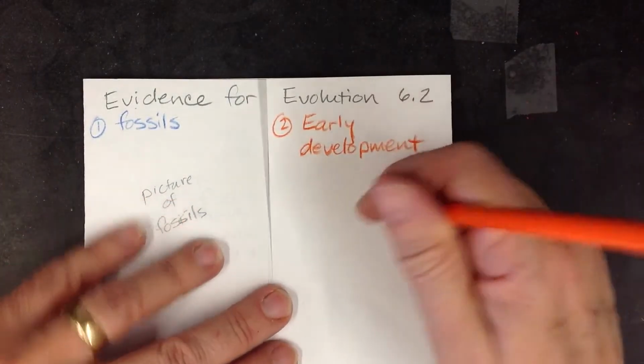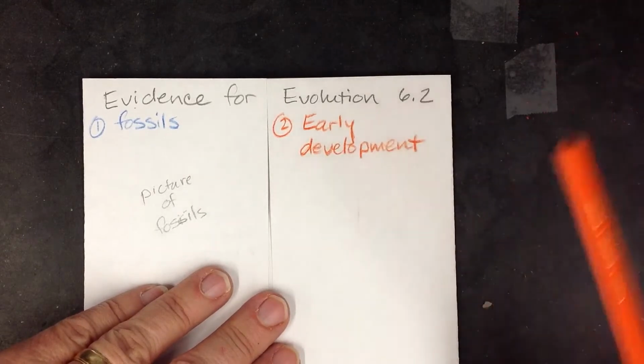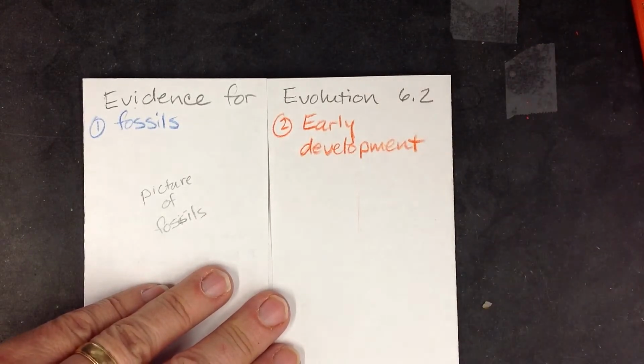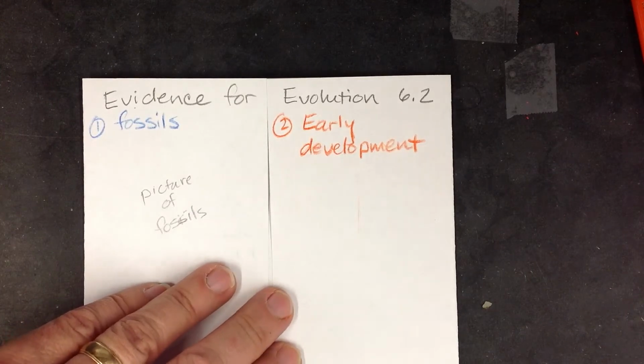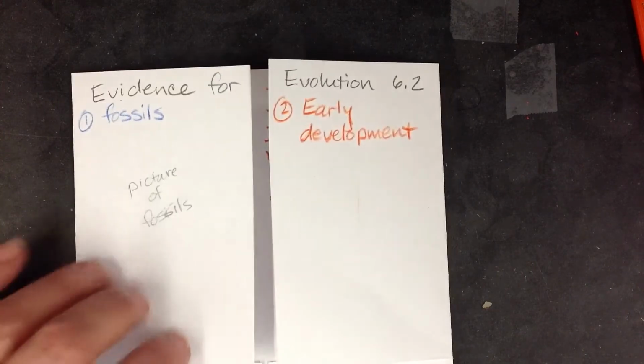So we're going to leave this right here for a picture of early development, and you're probably trying to figure out what kind of picture you're going to draw. You might consult your book for Chapter 6, Section 2 to get some ideas of that.